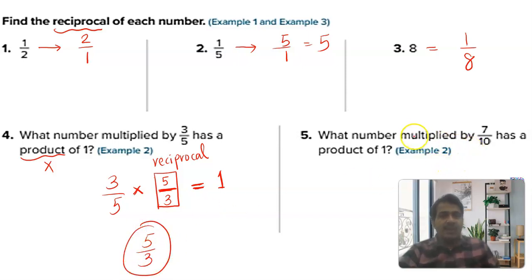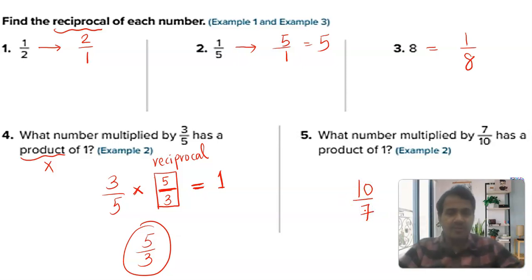Similarly, this one is also the same. What number when multiplied with 7 by 10 has a product of 1? The answer is 10 by 7. Very straightforward. Reciprocal.